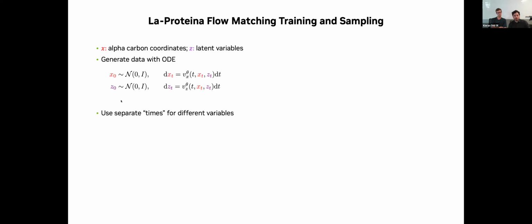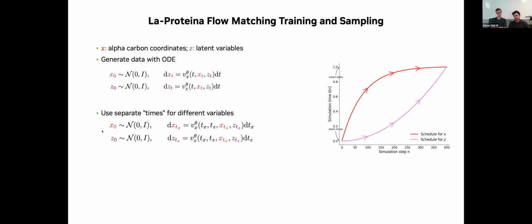First, we use this separation of schedules. We define two different times: one that we use to diffuse the coordinates x, and the other that we use to diffuse the latent variables z. So now our ODE looks like this. x follows the time tx, and z follows the time tz. We can evolve the two ODEs separately from 0 to 1, and in practice we observe this helps a lot. This is with some schedule like this.